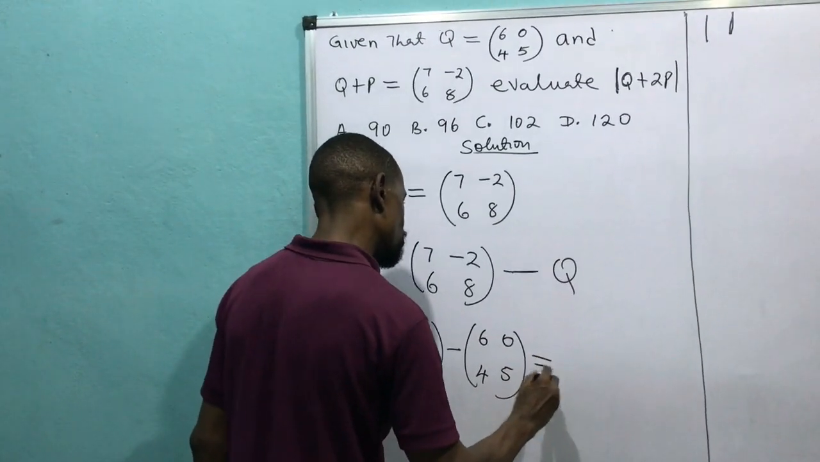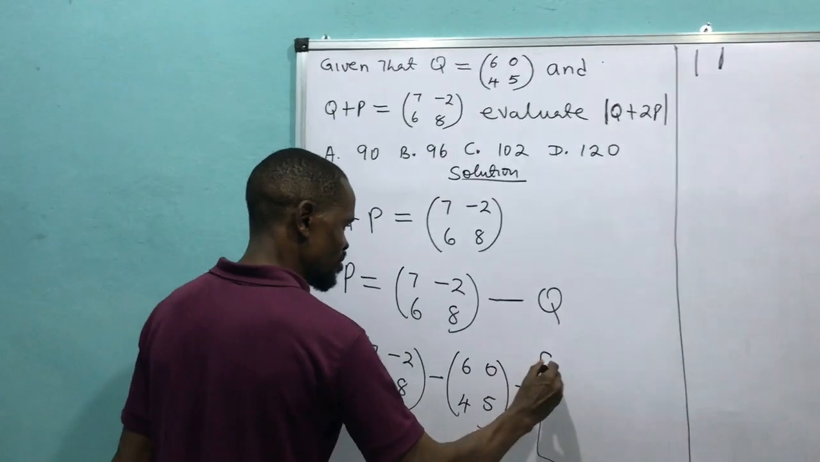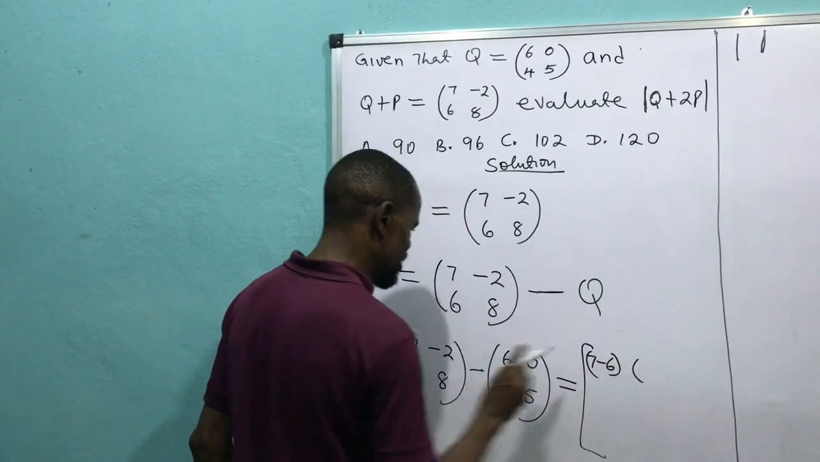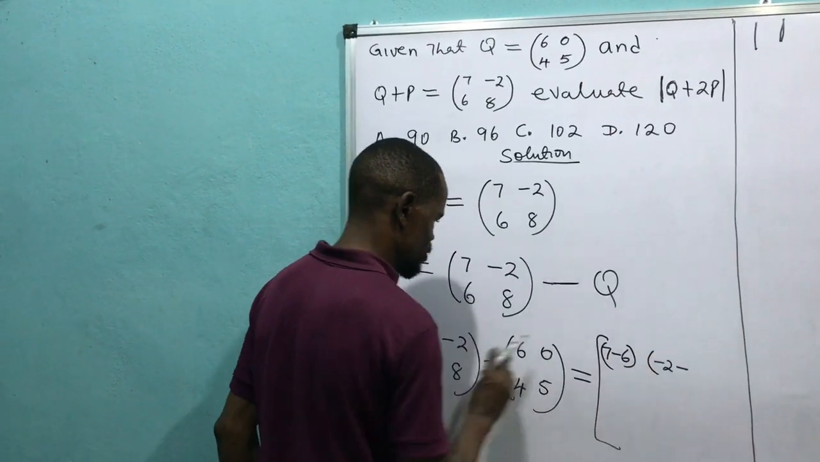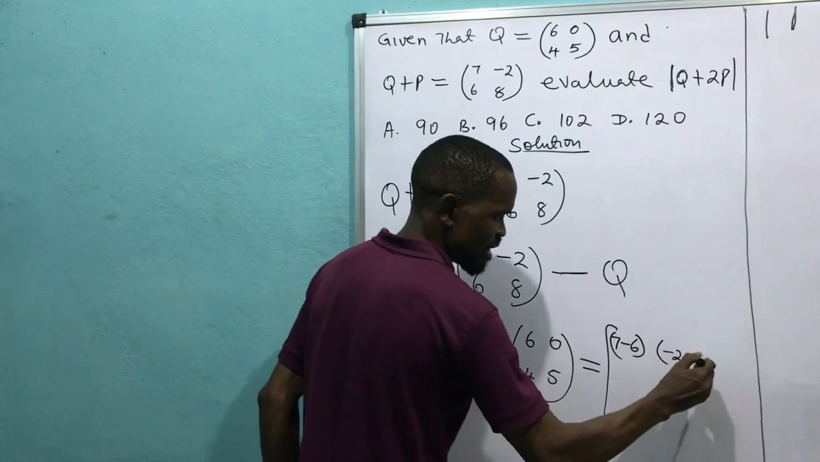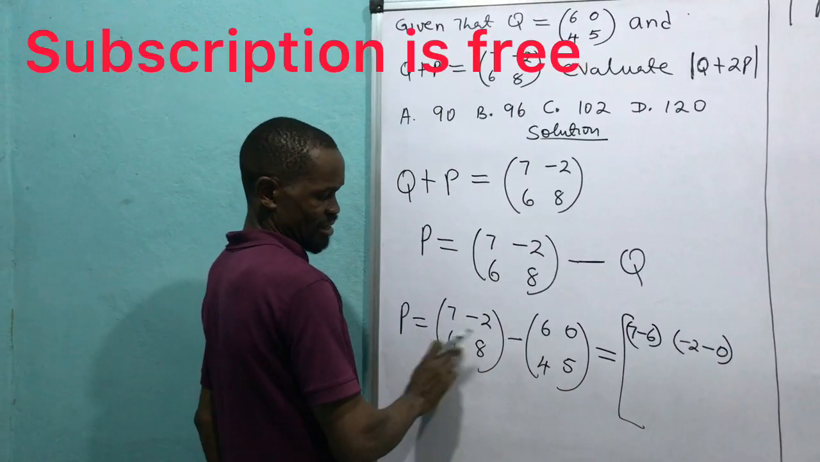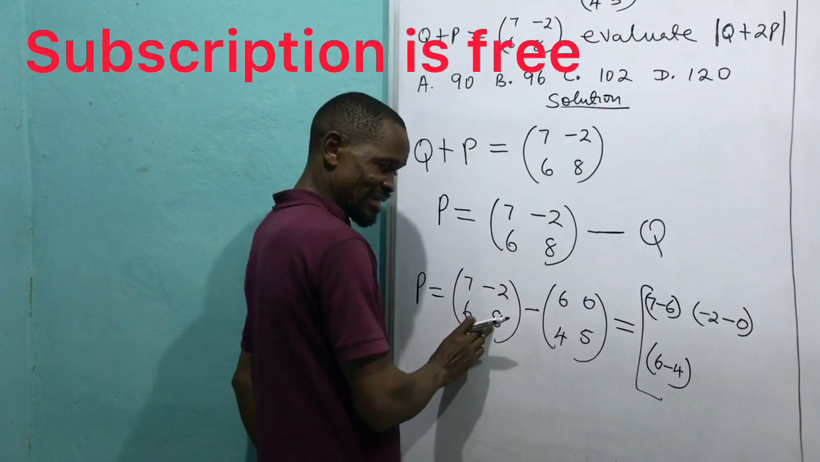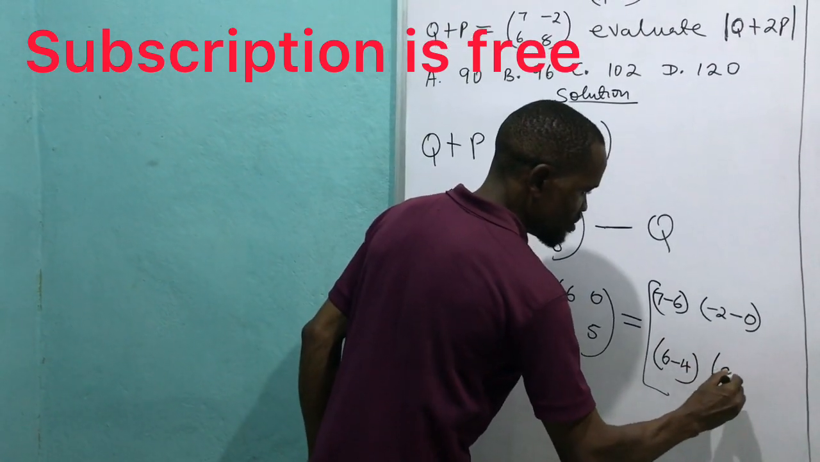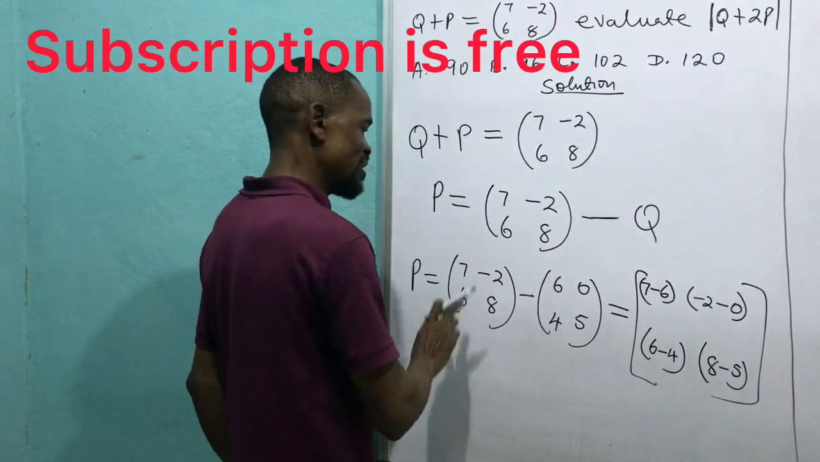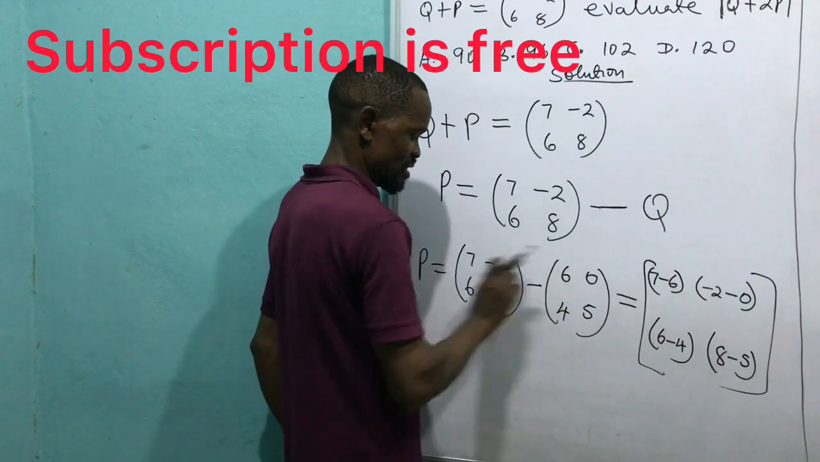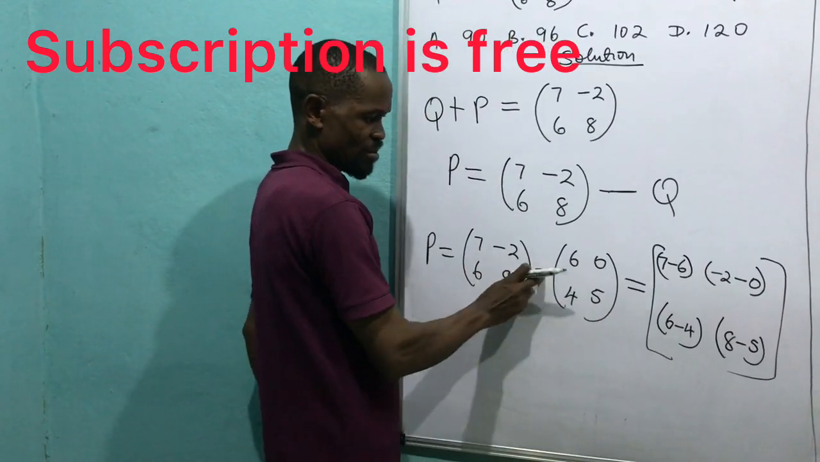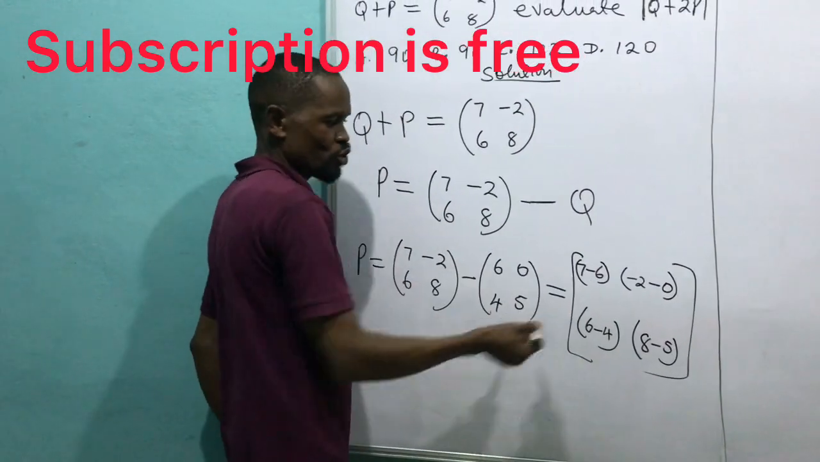This becomes equal to 7 minus 6 for this entry, minus 2 minus 0 for this one, 6 minus 4 for the next one, and 8 minus 5 for the last one. That's what I did: 7 minus 6, minus 2 minus 0, 6 minus 4, 8 minus 5. So each value goes with its corresponding entry.